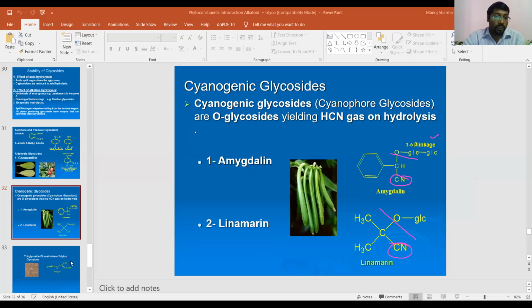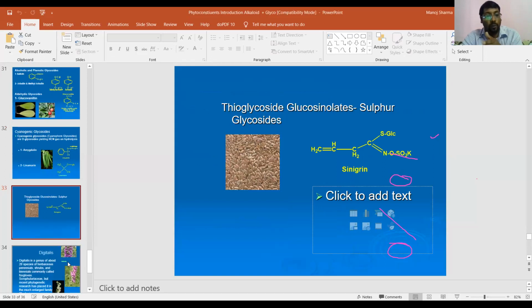So after cyanogenetic glycosides, we move to the next category of glycosides, the sulfur-containing glycosides. Sulfur-containing glycosides are present in various seeds, such as mustard seeds. And thioglycosides, glucosinolates like sinigrin, are present in various seeds. If you can see the association at this juncture, it is because of the sulfur atom present between glucose and aglycone.